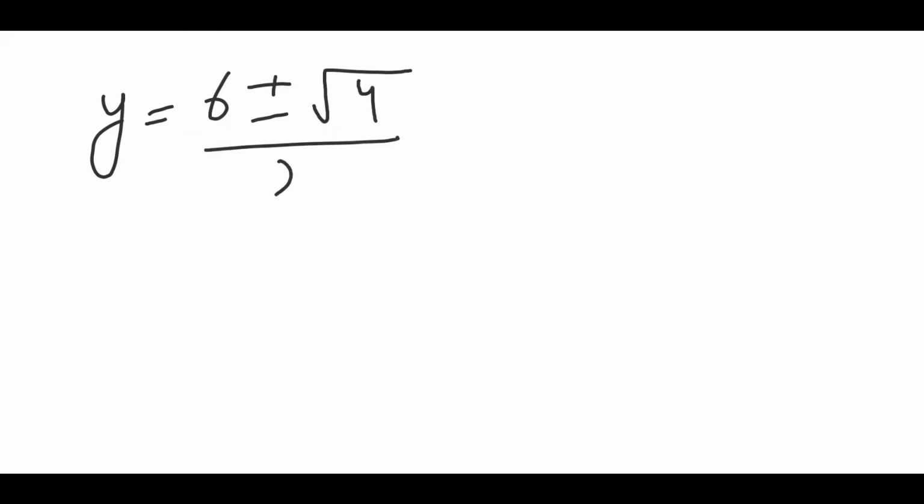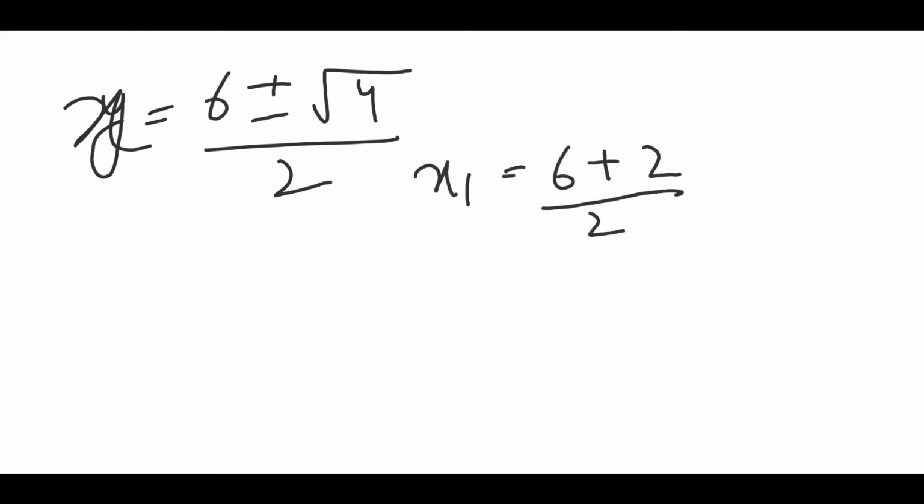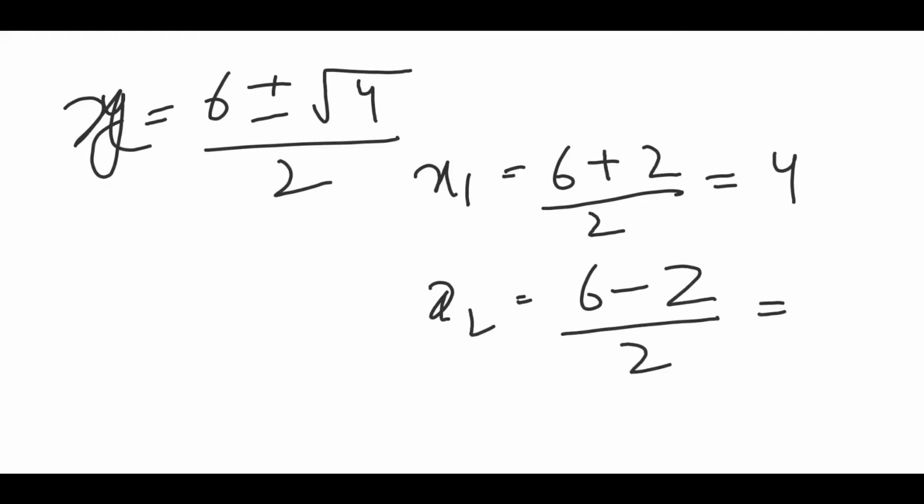Solving this further, we get 6 plus minus under root 4, divided by 2. Sorry, this is x. Now taking the positive one first, x1 becomes 6 plus under root 4, which is 2, divided by 2. So 6 plus 2 is 8, 8 divided by 2, we get 4. And then x2 becomes 6 minus under root 4, which is 2, divided by 2. 6 minus 2 is 4, 4 divided by 2 is 2. So we get the same answers again.